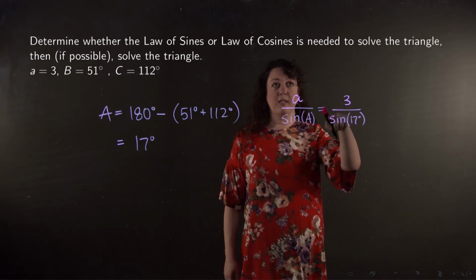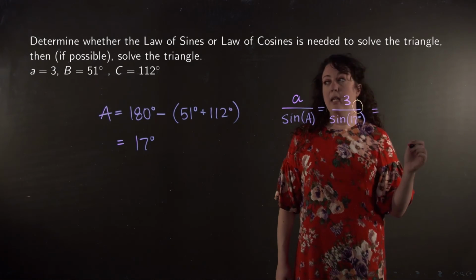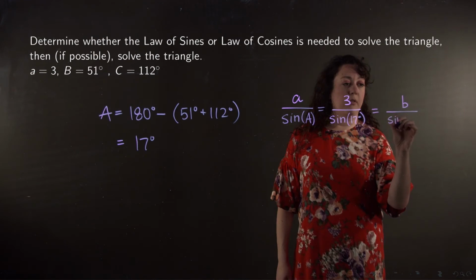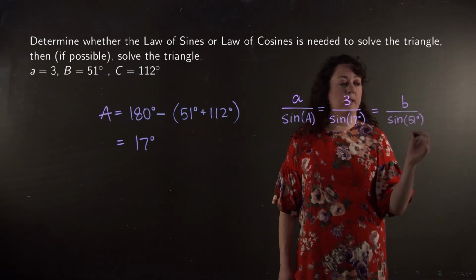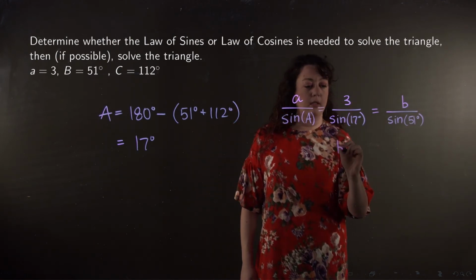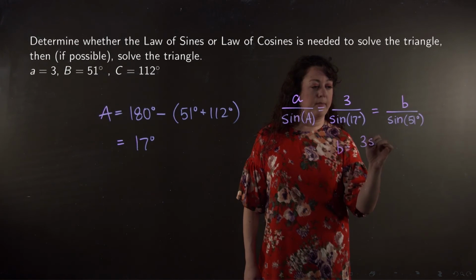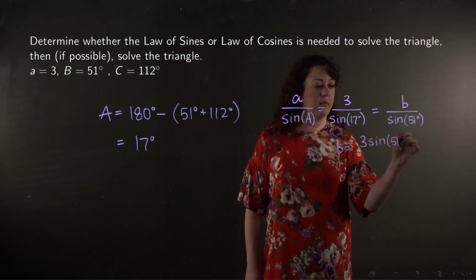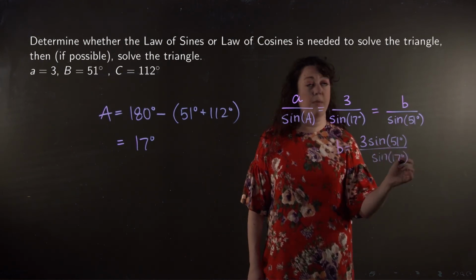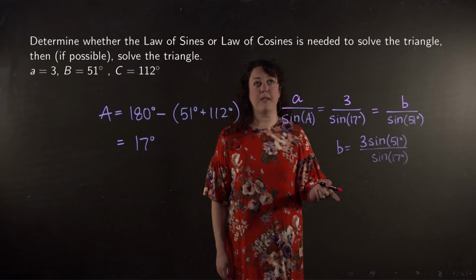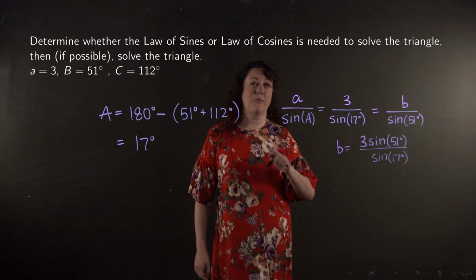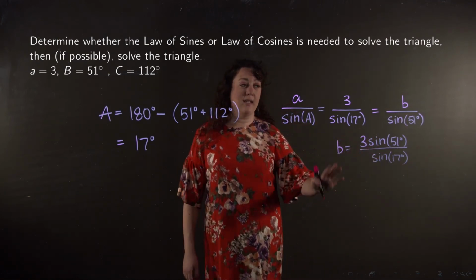So my fixed proportion is going to be 3 over sine of 17. The next side length I can solve for is little b, and it's going to be over sine of 51 degrees. To solve for little b, I'll multiply this side by sine of 51. So my b side length is 3 times sine of 51 over sine of 17. This is where I want this answer to stop, because I can't type any of that into a calculator if I don't have a calculator, and I don't know the sines of either of those angles. So I'm just going to leave it like it is. That's the side length b.